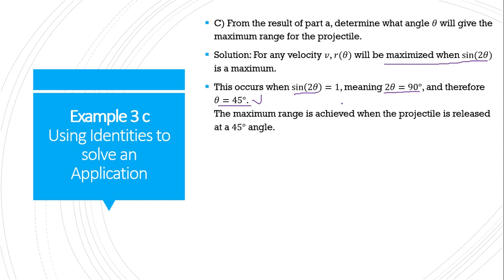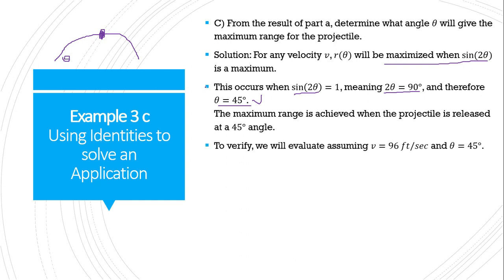So the maximum range is achieved when coming out of that baseball machine, if it's being released at a 45-degree angle instead of 15, it is going to be the highest value that the projectile is going to go. So remember, it takes a trajectory pathway. This value here is dependent upon this angle measure here.